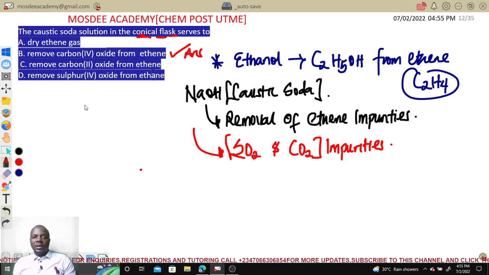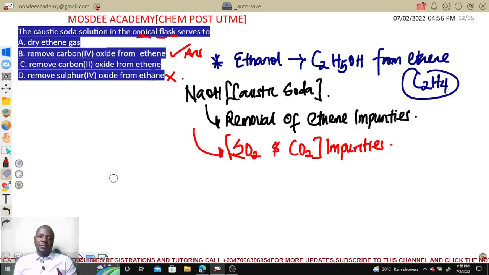Then we said remove sulfur oxide from ethene. No, sulfur oxide from ethene. So the major impurities are SO2 and CO2. In fact, CO2 is said to be the major impurity and not SO2. But SO2 is also an impurity form, so you can also keep that at the back of your mind.